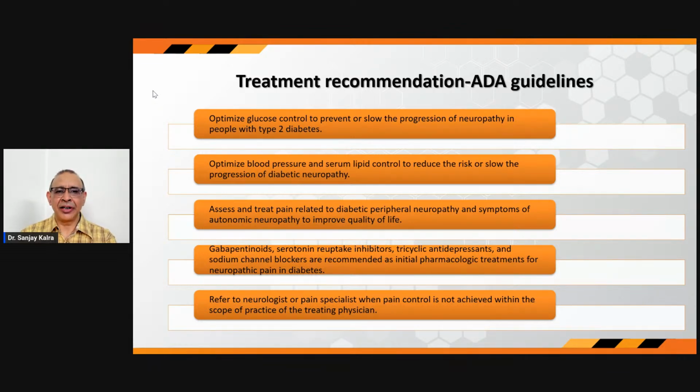ADA says that you should assess and treat pain. Why should you treat pain? So that you can improve quality of life. They recommend drugs like gabapentinoids, serotonin reuptake inhibitors, and tricyclic antidepressants. So we'll talk about these three. They also talk about sodium channel blockers. So 4 classes of drugs that they talk about. And they say that if you're not able to manage, then there's no harm in referring to a specialist. But the vast majority of patients you should be able to manage actually, and it won't be a great challenge if we take a stepwise approach towards managing pain in diabetes.